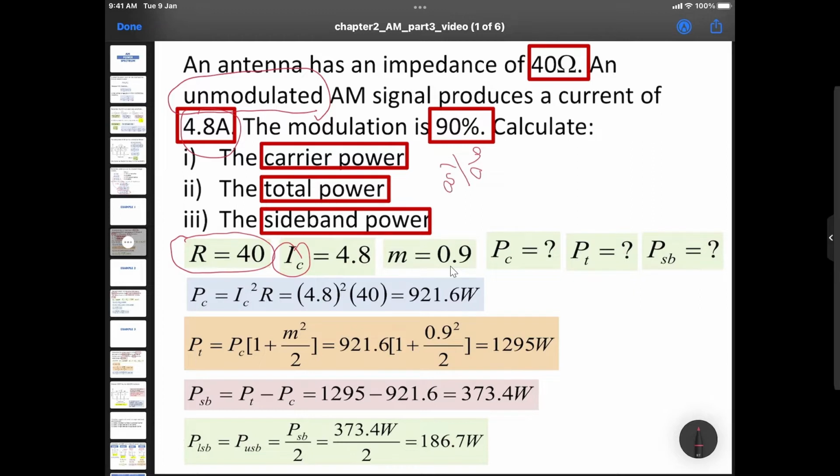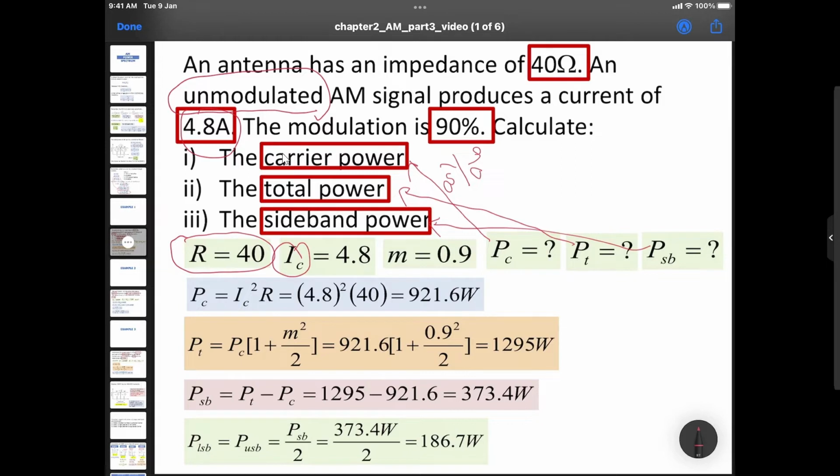So 0.9. It asks you to calculate the carrier power, so this is the PC. And then the total power, which is the PT, and the sideband power, which is the PSB. Because here they just mentioned the sideband, it can be referring to both sidebands, the upper sideband and the lower sideband.